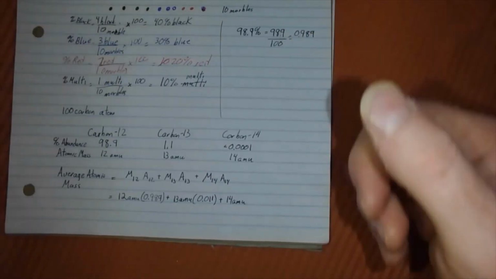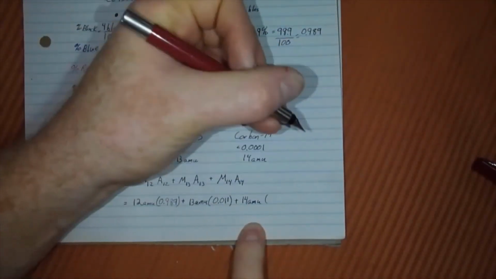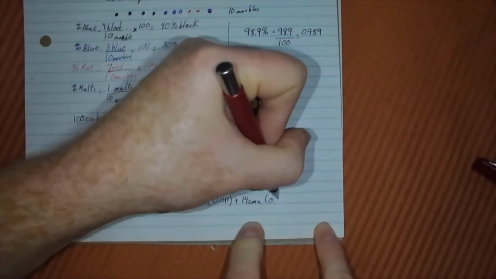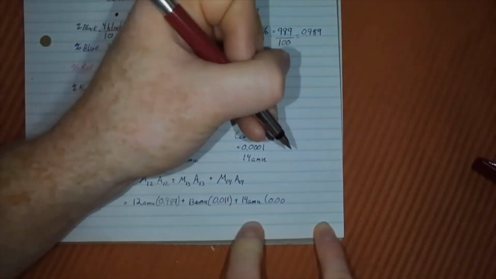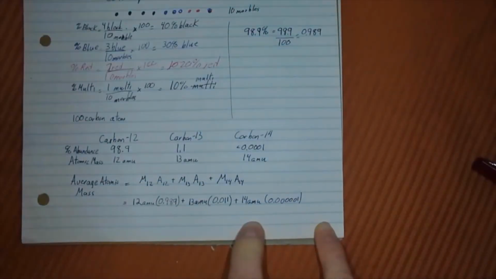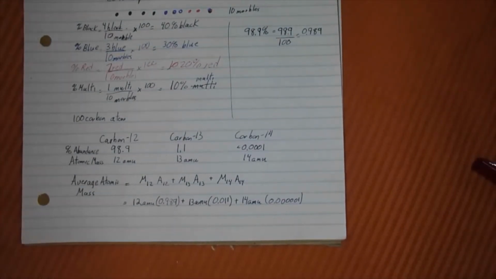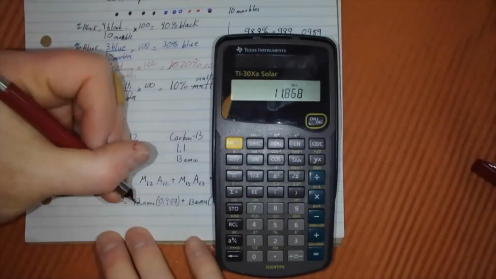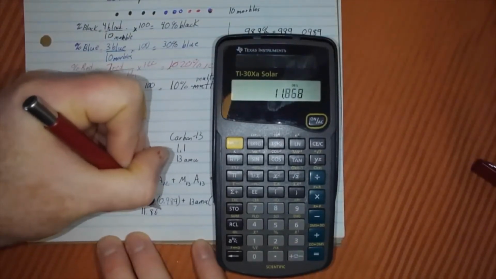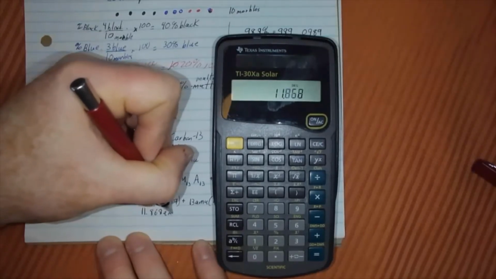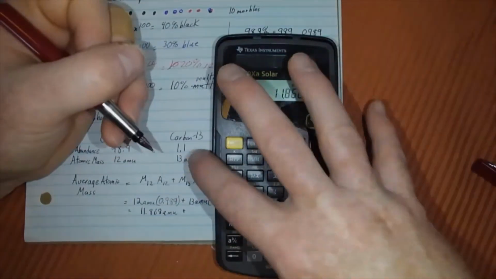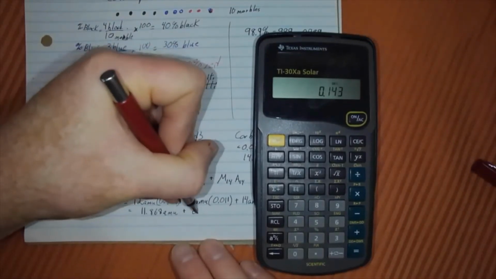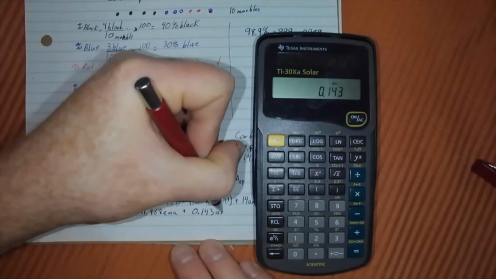Okay. Remembering the mass, let's go through it with my trusty old calculator. 12 times 0.989 is 11.868. 12 AMU times this is 11.868 AMU. Don't forget your mass, atomic mass unit. Clear that. 13 times 0.011, this only contributes 0.143 AMUs.